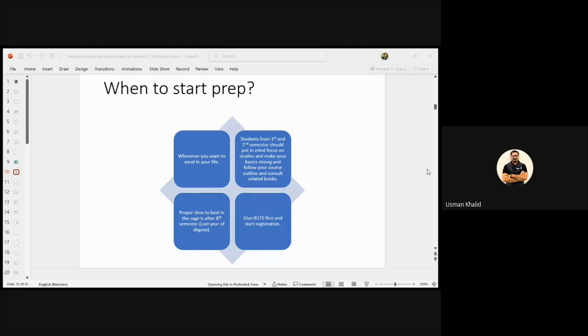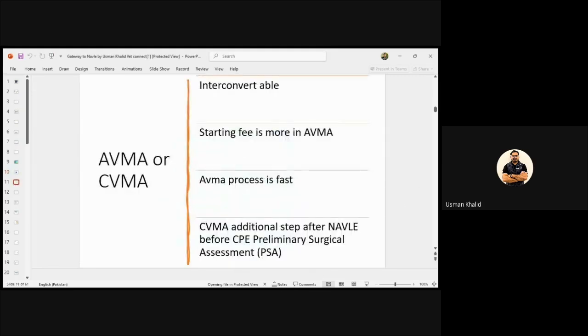So next, when you are really ready for this exam is really in the last year, after your eighth semester. You can start all those things, and you can go for an IELTS exam, you can go for BCSE, and then you can go for the NAVLE. So that will be your proper time to be landing in the cage, to have a fighting stuff.